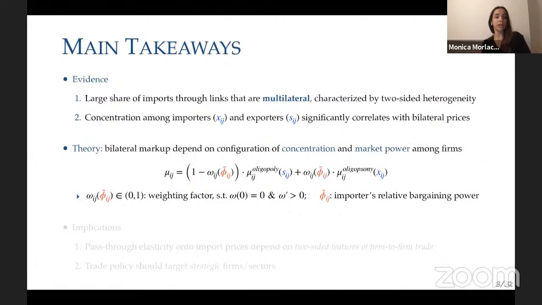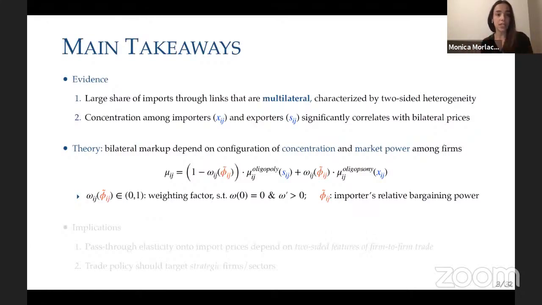In terms of the theory, our main theoretical result is a formula for the bilateral markup that relates this bilateral markup to concentration and market power among firms. In particular, we show that in our two-sided trade framework, the markup is going to be a weighted average between a pure oligopoly markup and a pure oligopsony markup. The weights between these two extreme markups are going to be determined by the relative bargaining power of the importers. So the higher the bargaining power of the importers, the more the bilateral markup is going to converge to the oligopsony markup, and vice versa.